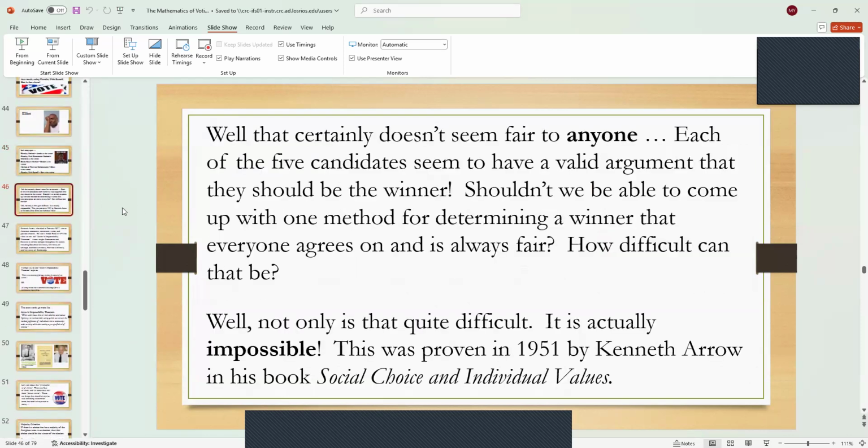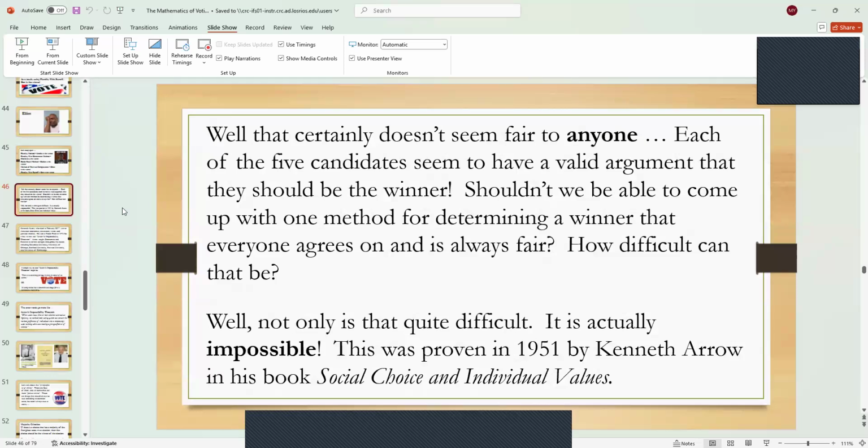That doesn't seem fair to anyone. Each of them seems like they would have a valid argument they should be the winner. Shouldn't we be able to come up with one method for determining the winner of an election that everyone agrees on and it's always fair? How hard can that be? Well, it's not only quite difficult, it's actually impossible.